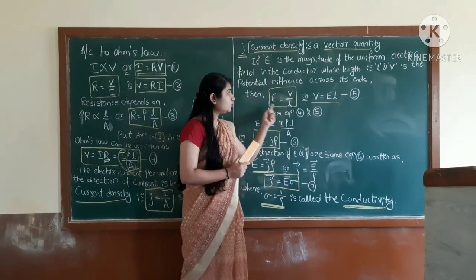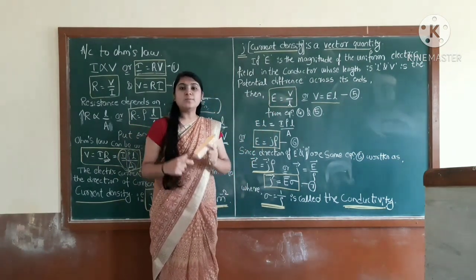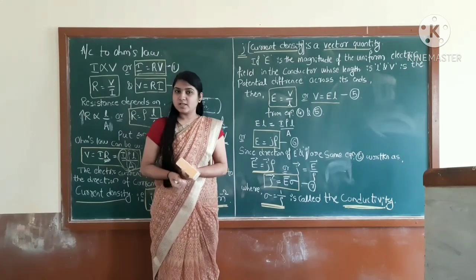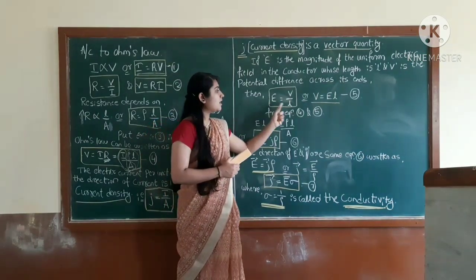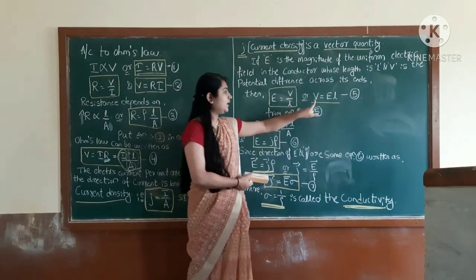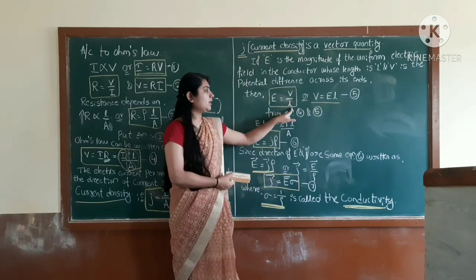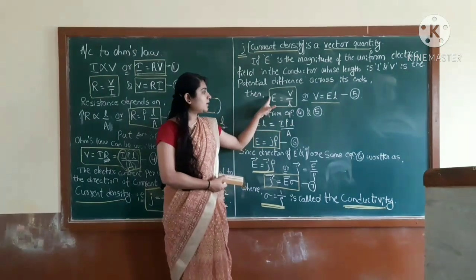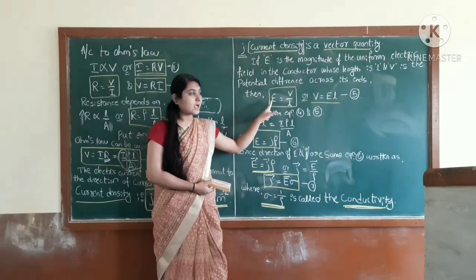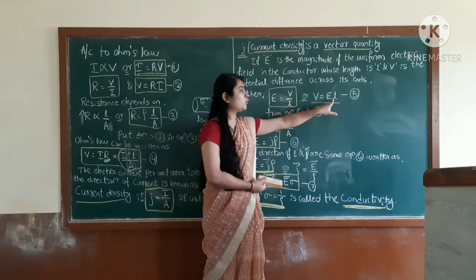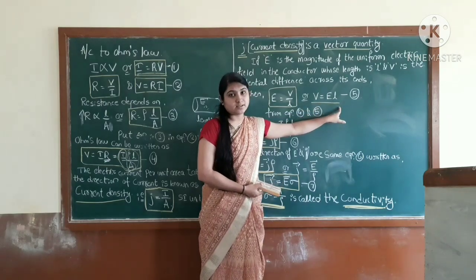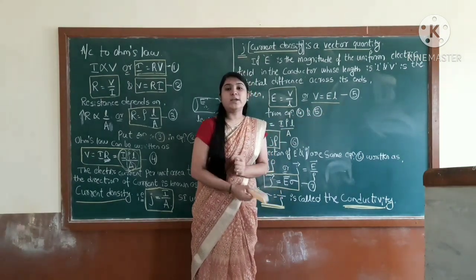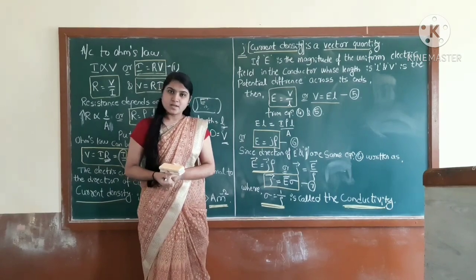So through this I want to define the potential difference. Just make the arrangement. Here L is in the denominator, so it will move to this side, and it becomes V is equal to E into L. This is our equation number 5, correct.